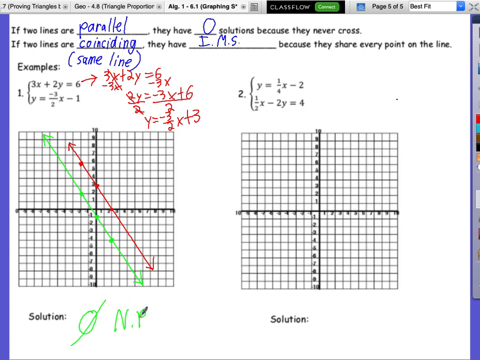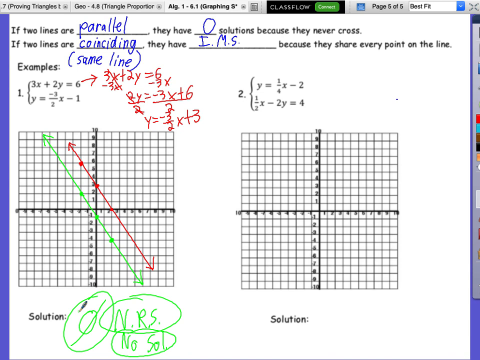Or we could say no real solution. Or we could say no solution. Can we do NRS? Because that's what we did last year. Yep, any of these 3 would work. Any of those 3 I circled there at the bottom would be acceptable explanations.